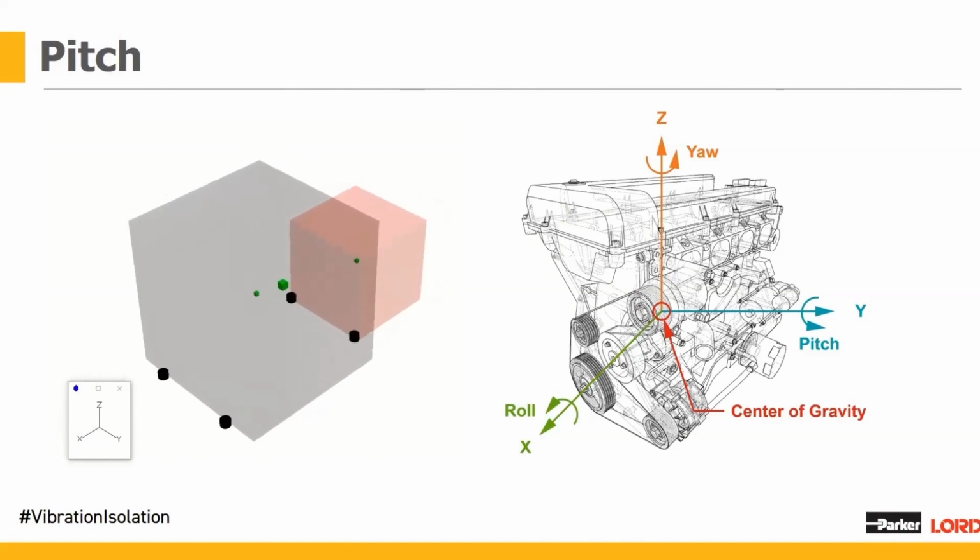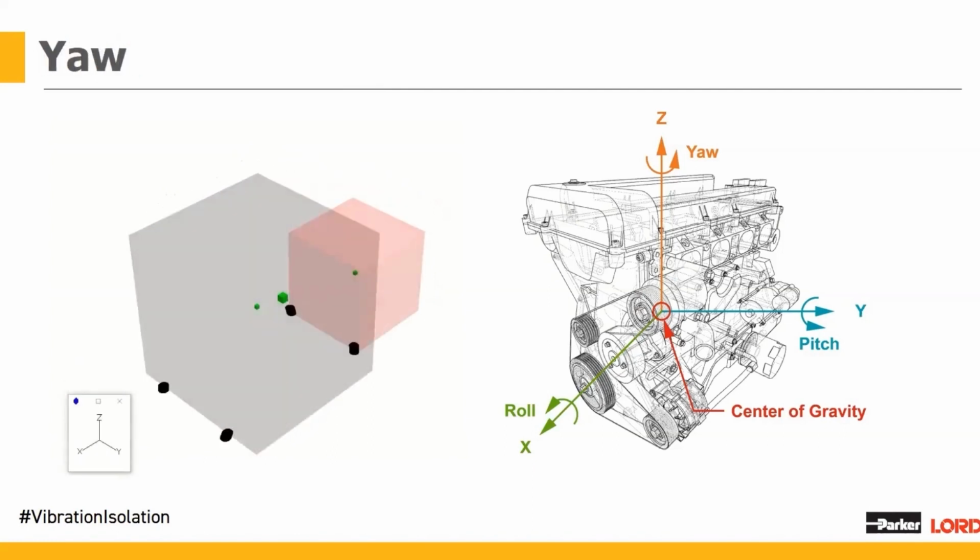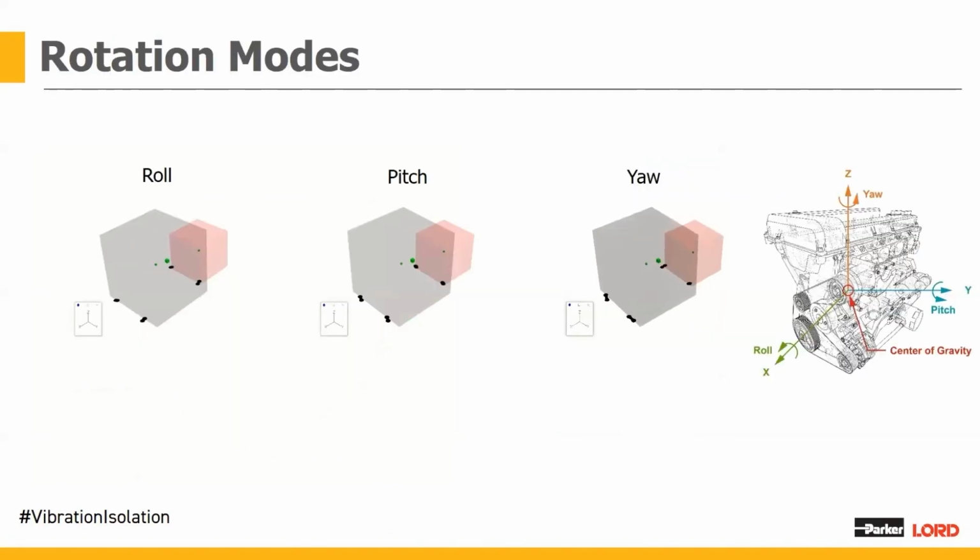Next up, we have the rotation about the y-axis. So this is the pitch. This is the pitch forward and back. Now, lastly, the third rotation is about the z-axis, or the yaw. So this is rotation about the vertical axis. And you can see the effect that this has on each mount configuration. This becomes important as we look at the primary disturbances. Again, this is just a summary: roll, pitch, and yaw, rotation about each axis.